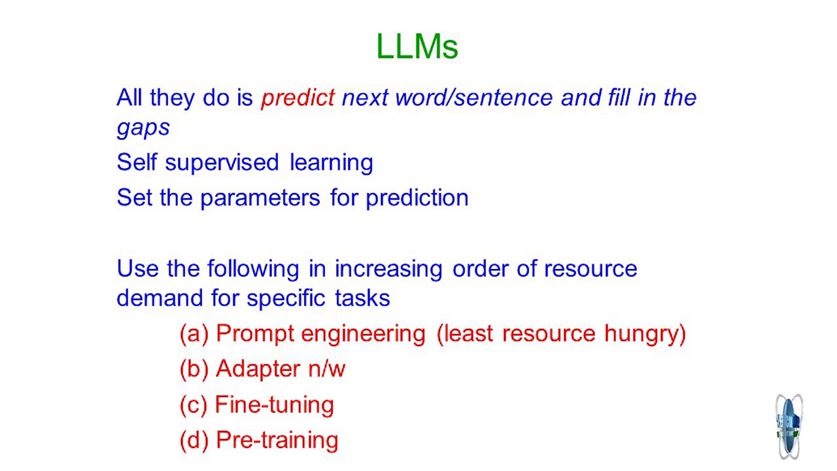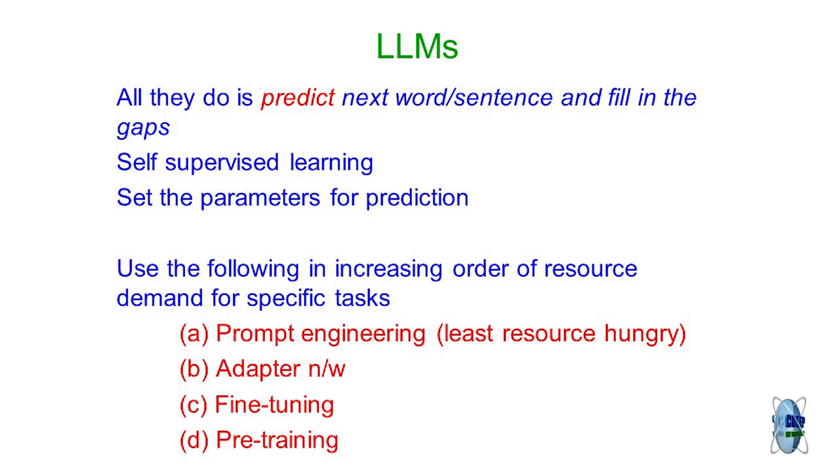So use the following in increasing order of resource demand for specific tasks. After you have got the large language model, you make use of one of these four, depending on how much resource you have. The first is prompt engineering. This is least resource hungry. We'll do prompt engineering in the class, but prompt engineering is not so technology or science driven. It is more humanities and arts driven, more language driven, more task driven. Then the next least resource hungry is adapter network. So you have a small feed forward network after the large language model and train it, again through backpropagation and the annotated data. So that is also a very low resource demand situation.